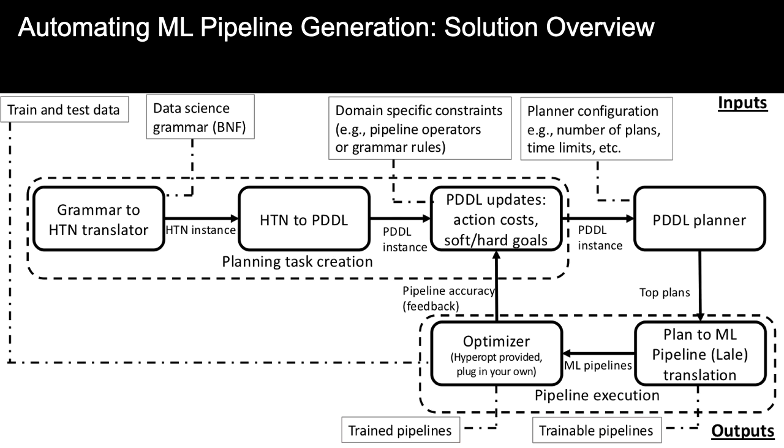Given a data science grammar, we transform it to an HTN planning model, and then to a classical planning model. We integrate user-defined constraints, turning the classical planning model to classical planning with soft goals, compile the soft goals away, obtaining again a classical planning model. We then use a top-k planner to generate multiple plans, each post-processed into a machine learning pipeline. The pipelines are then trained on specific datasets, and their accuracy feedback is used to adapt the planning model.